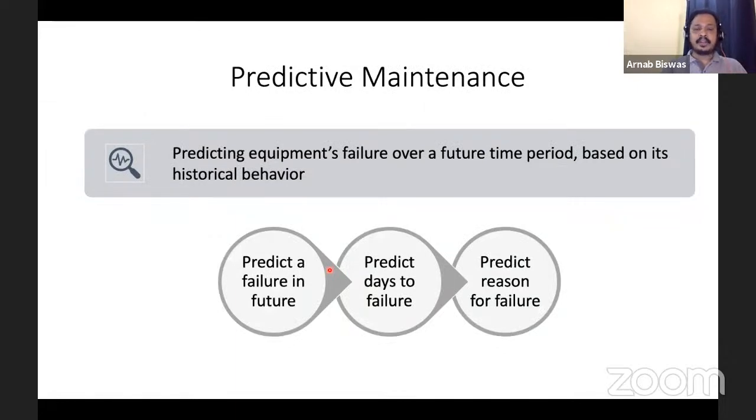Now, here is a formal definition of predictive maintenance. It's about predicting equipment's failure over a time period based on its historical behavior. There are three goals of predictive maintenance. One, predict a failure, predict whether an equipment is going to fail in the future. Number two, predict days to failure. And number three is what could be the possible root cause of failure. These days to failure and the possible root cause of failure are important because based on those, we can plan the service of the equipment.